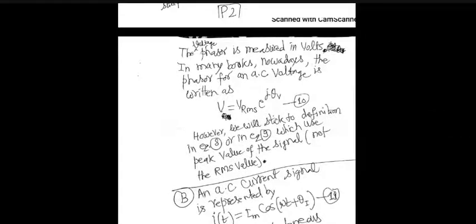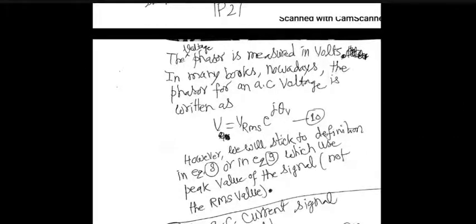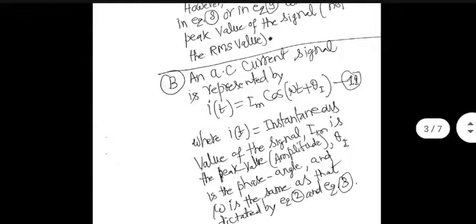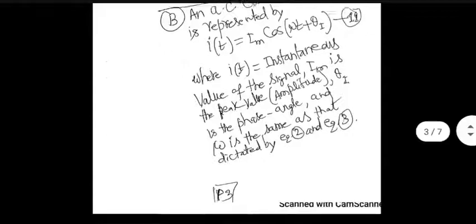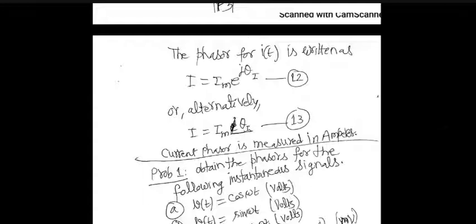Anyway, I've written this here though. In many books nowadays, the phasor for AC voltage is written as Vrms e to the power j theta v. However, we will stick to the definition in equation 8 or equation 9, which means peak value rather than RMS value. Current also, same story. If you are given a current small i equal to Im cos omega t plus theta i, the phasor is Im e to the power j theta i. Simple. Okay. Again, books may use RMS value, but we will stick to peak values.